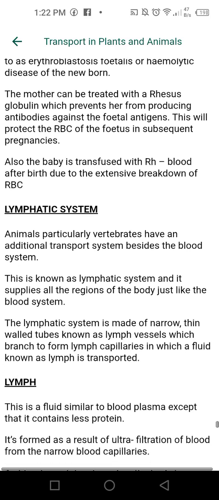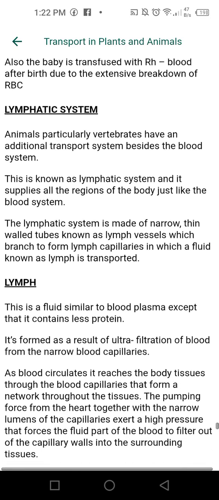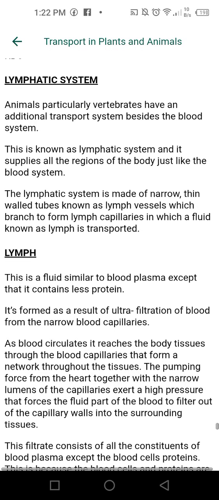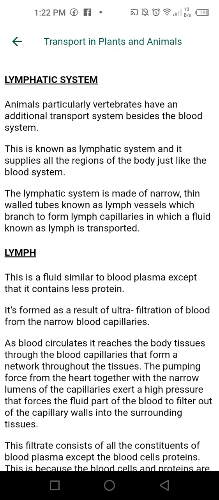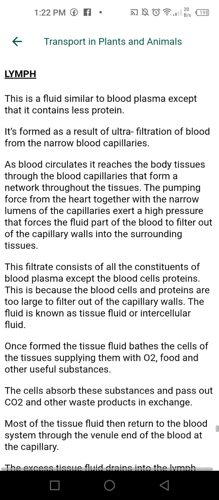Lymph. This is a fluid similar to blood plasma except that it contains less protein. It's formed as a result of ultrafiltration of blood from the narrow blood capillaries. As blood circulates, it reaches the body tissues through the blood capillaries that form a network throughout the tissues. The pumping force from the heart together with the narrow lumens of the capillaries exert a high pressure that forces the fluid part of the blood to filter out of the capillary walls into the surrounding tissues.